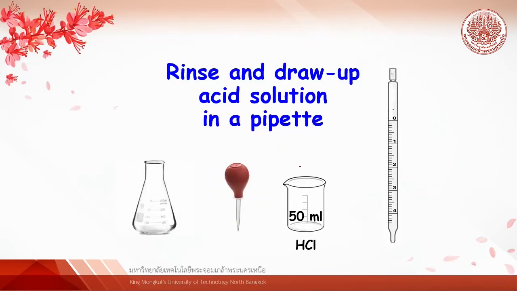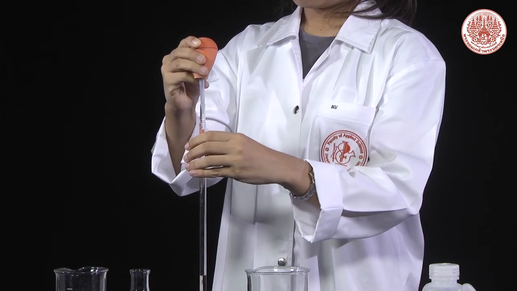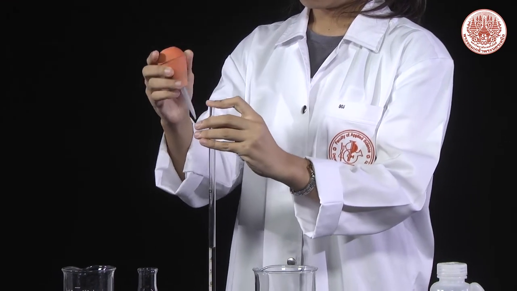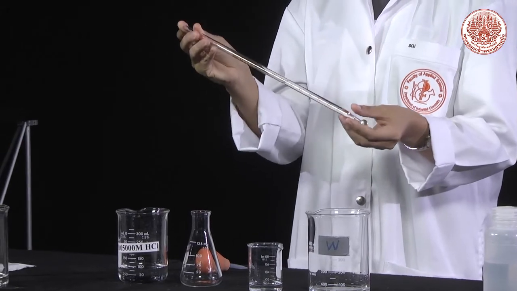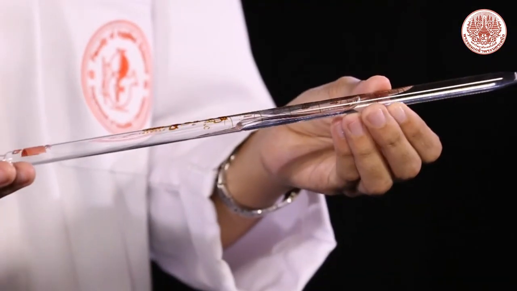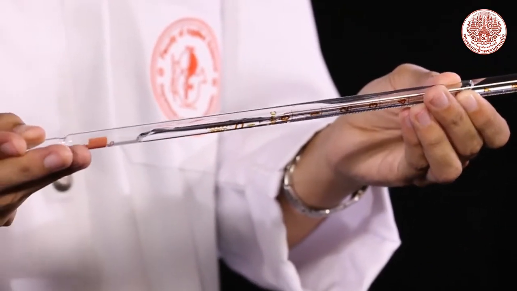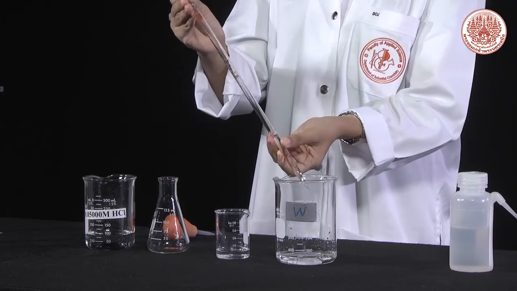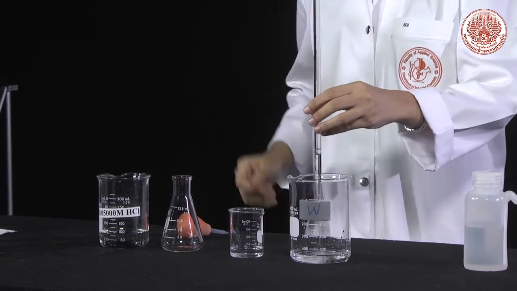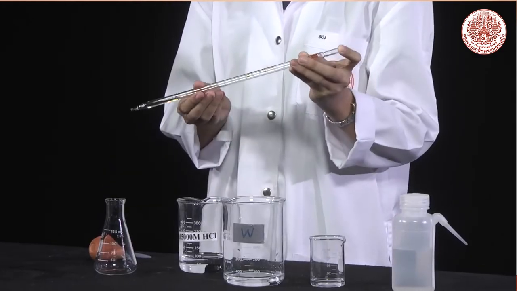The pipette should be rinsed with water and solution as follows. Draw distilled water, about 3 ml. To roughly rinse the interior surface of the pipette, turn the pipette horizontally and rotate it. Drain the rinse to the waste container. Do the same for the acid solution rinse.